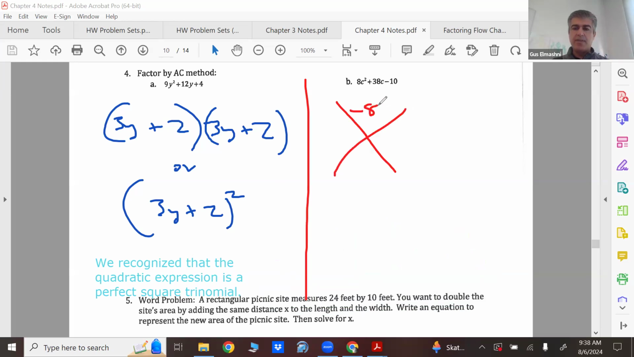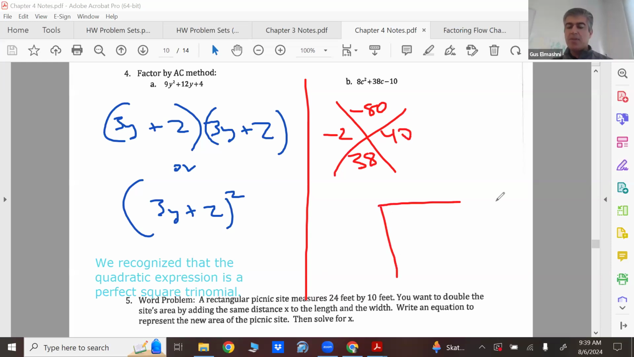Negative 80 and 38. Okay. I told you 80 is one of the crazy ones because there's a lot of possibilities, right? 1 and 80, 8 and 10, 4 and 20, 5 and 16. What do you guys think? And we got it? Yep, 40 and 2, got it. Negative 2 and 40. Yep.